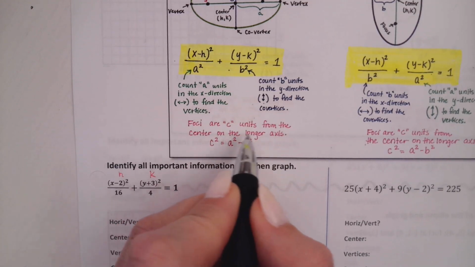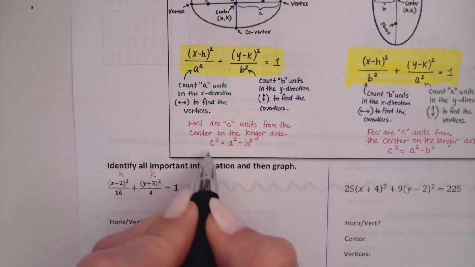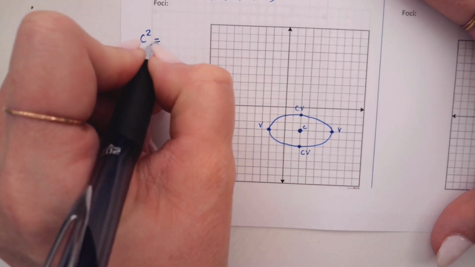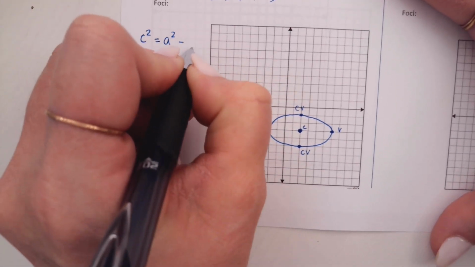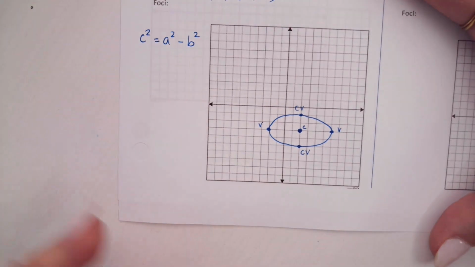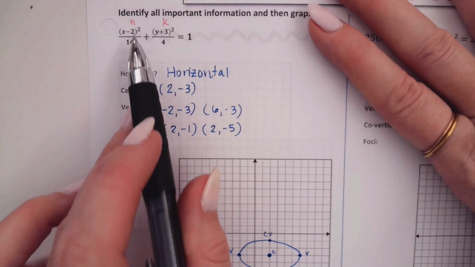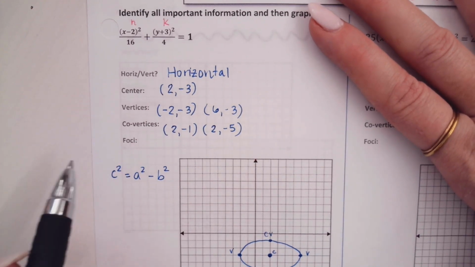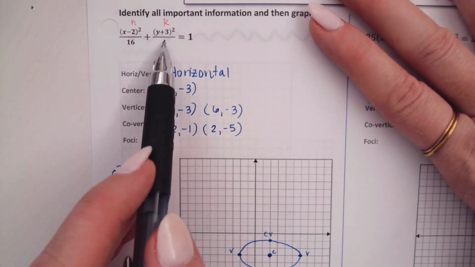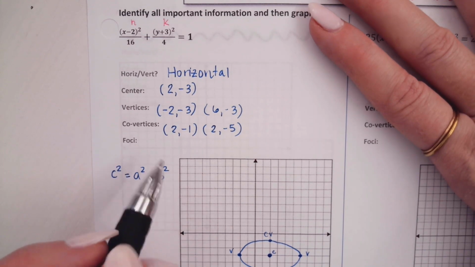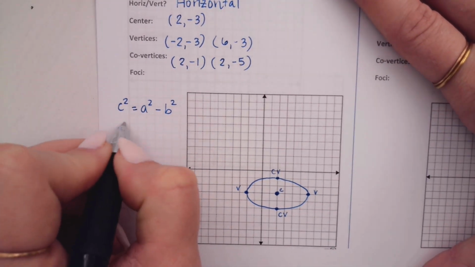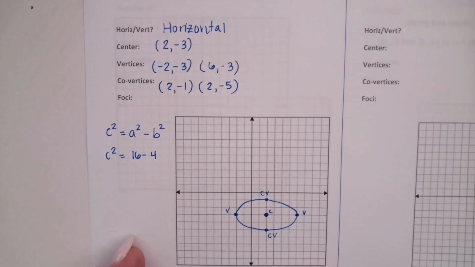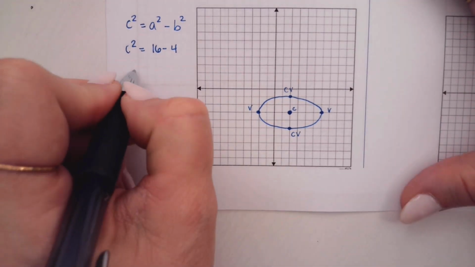And in order to find c, we have to do a squared minus b squared. So c squared is going to be our a squared minus our b squared, which are basically our two denominators, here and here. We just want to make sure we subtract them in the order that we get a positive number. So is that going to be 16 minus 4 or 4 minus 16? 16 minus 4. So c squared equals 16 minus 4, which would be 12.